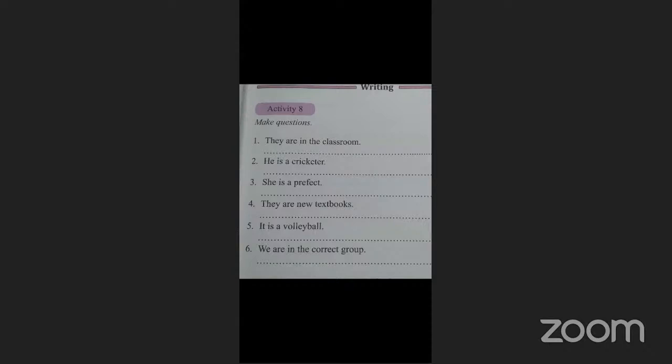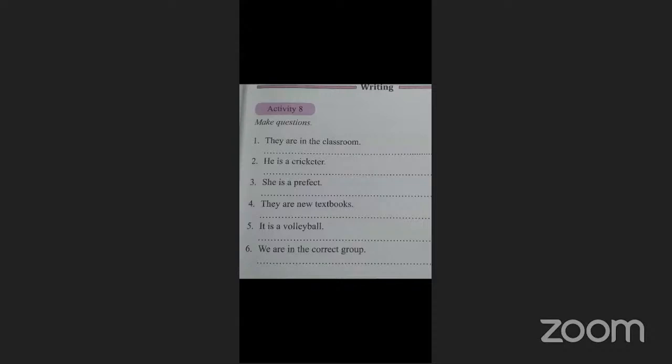Right. The last question. We are in the correct group. Yes. The question is, are we in the correct group? Are we in the correct group?